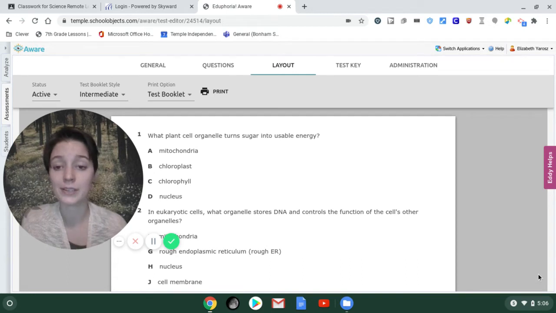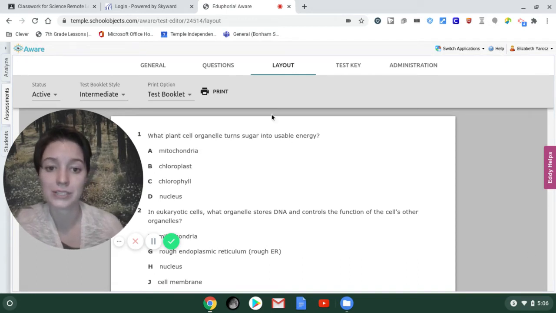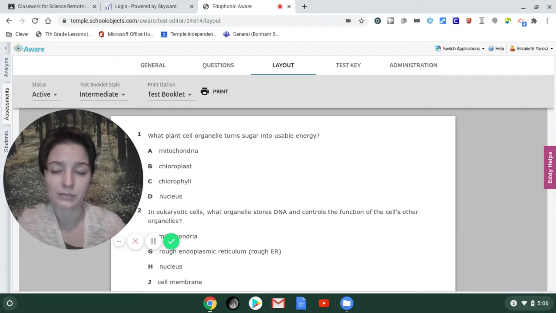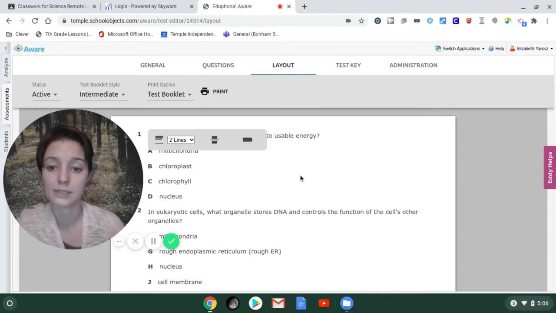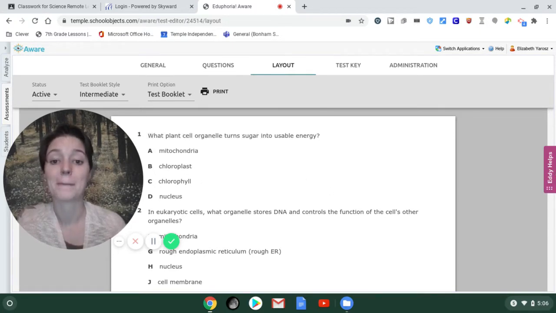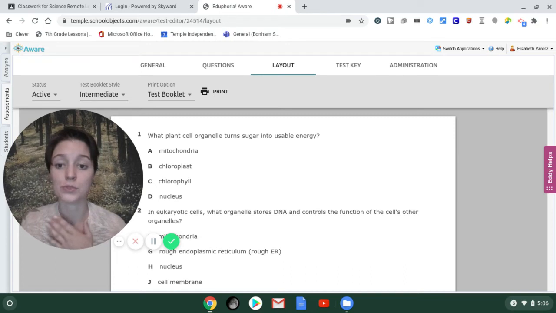So I'm going to just go ahead and get started. Number 1, what plant cell organelle turns sugar into usable energy? The most commonly answered wrong answer was chloroplast. A lot of people selected chloroplast. Chloroplast is the organelle that makes sugar. It's in leaves, in most trees that are green. It's one of those cell organelles that plants have that animals do not.